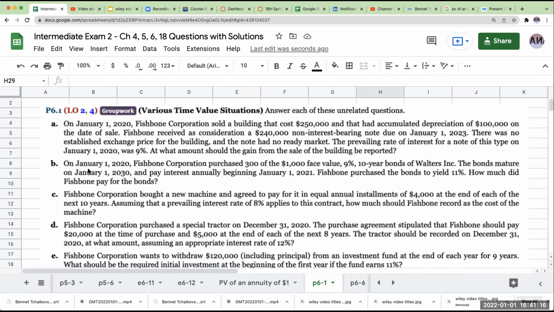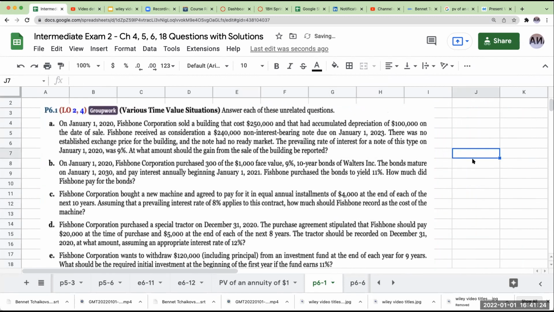Letter B: on January 1st, 2020, Fishbone purchased 300 of the $1,000 face value, 9%, 10-year bonds of Walters, Inc. The bonds mature on January 1st, 2030 and pay interest annually beginning January 1st, 2021. Fishbone purchased the bonds to yield 11%. How much did they actually pay for the bonds?